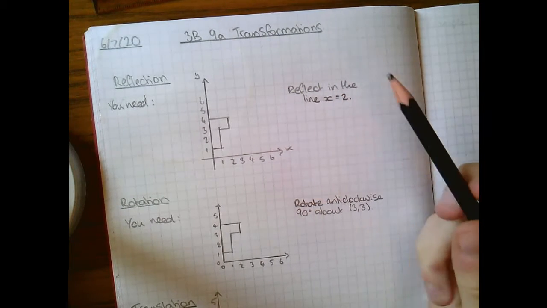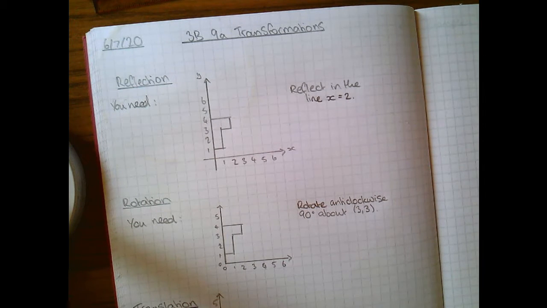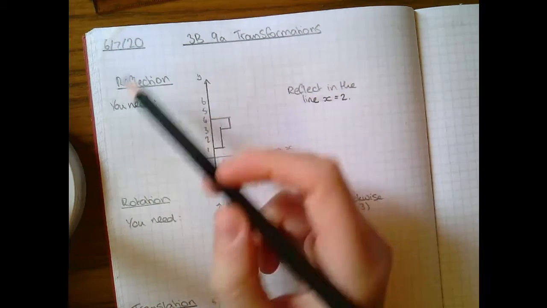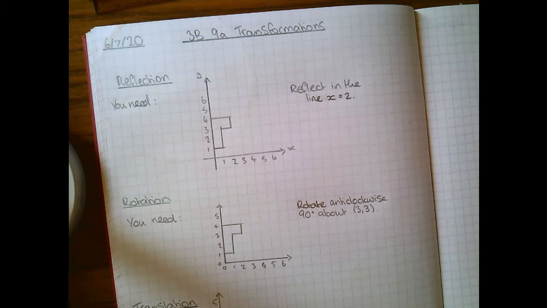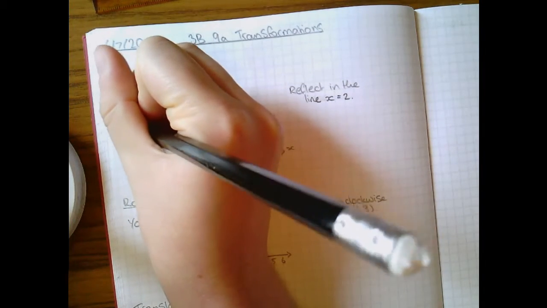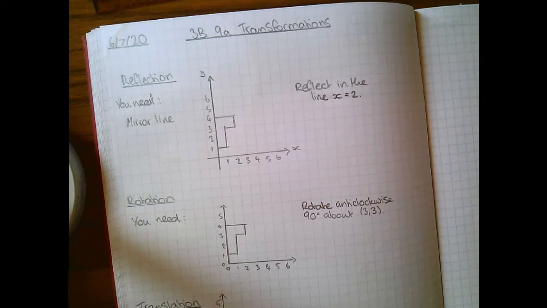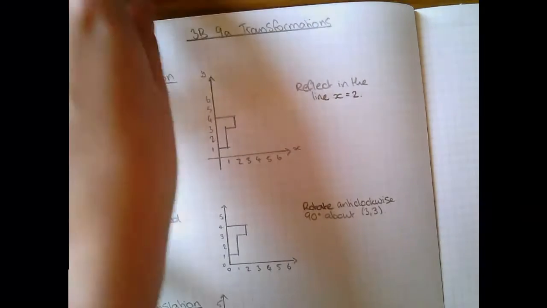So when we're transforming our shape, we're going from our object to our image. We start with our object and then we transform it into the image. One of our transformations that you'll be familiar with already is reflection. For any reflection, you need a mirror line. You'll either be asked to complete a reflection using a mirror line, or you'll be asked what the mirror line is, or to describe the reflection that's happened. You need to tell them the mirror line.